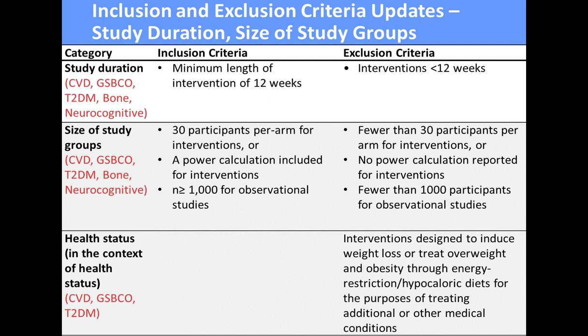epidemiology type studies. An addendum was added to the standard criteria for health status of participants. This additional criteria was applied only to the questions related to cardiovascular disease, growth, size, body composition, and risk of obesity, type 2 diabetes, to ensure an evidence base that would allow the subcommittee to draw more direct comparisons of the effect of dietary patterns on those outcomes that are independent of the effects that weight loss from following hypocaloric diets may have on cardiometabolic health factors. For this reason, the subcommittee applied criteria that excludes interventions designed to induce weight loss or treat overweight and obesity through energy restriction hypocaloric diets for the purpose of treating additional or other medical conditions. This criteria would allow the subcommittee to better articulate the direct relationship between dietary patterns and risk of these diseases in particular.